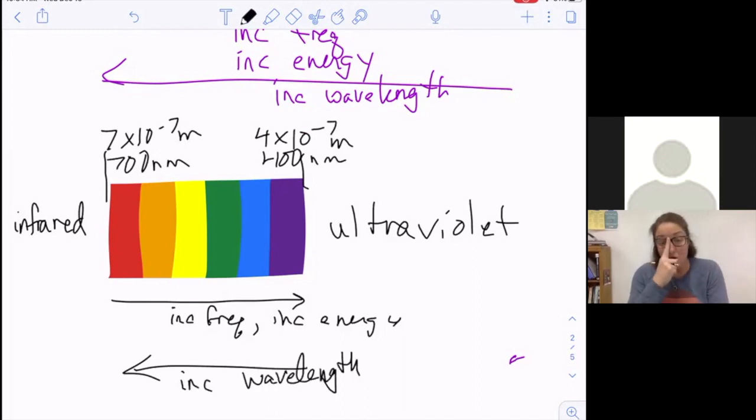You definitely need to know which end of the spectrum is high energy, which end of the spectrum is low energy. So if you just go in order from red to blue, or red to violet, will be increasing energy, increasing frequency, and wavelength is inverse to that.